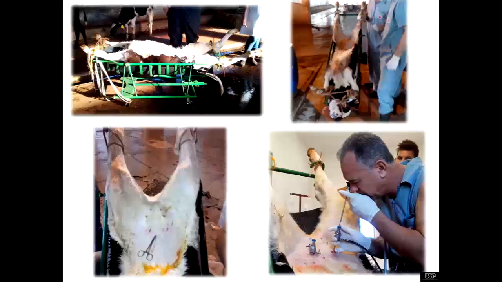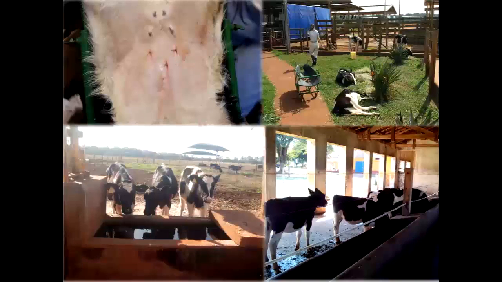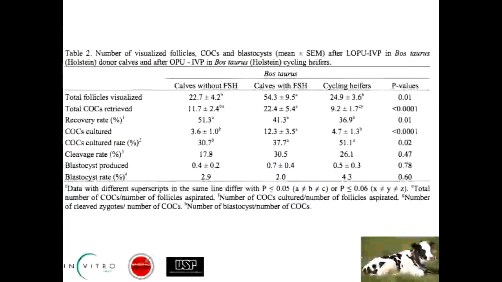Very similar to sheep. Here is the donor after the collection. One hour before, they are good, no problem in the efficiency. Look again here. When you use FSH in hosting, we have here 54 visualized follicles when you use FSH. 22 oocytes we recover per calf.